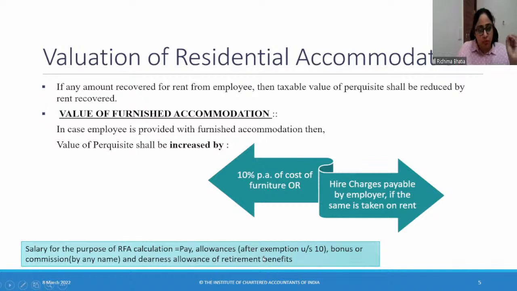Simple. It is a little different. In fact, not a little different. This is the only salary which is different from all except the gratuity one. So two salary calculations which are different. In this you have to take all the monetary benefits which are provided: basic, DA, allowances after exemption, your bonuses, then your commission, all of that in total would be your salary for the purpose of calculation of rent-free accommodation.